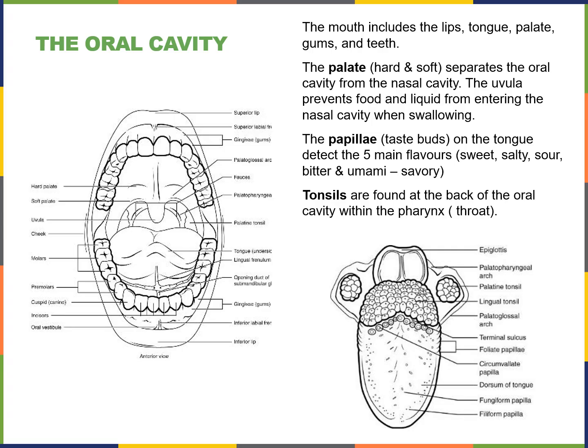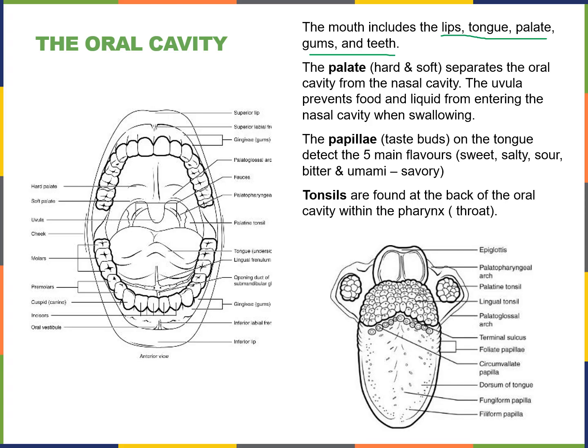Okay, so now for both the anatomy and the physiology, as we go through the organs of the digestive system. So the mouth includes the lips, tongue, palate, gums, and teeth. We don't generally ask questions about the different types of teeth. So I wouldn't worry about that if I were you.